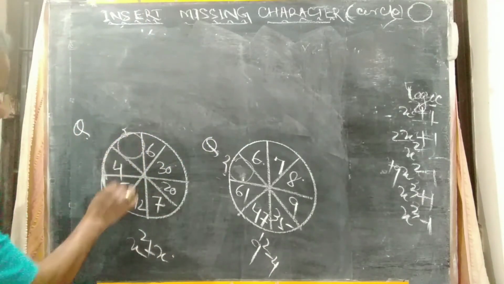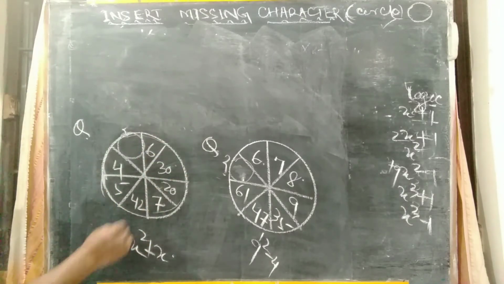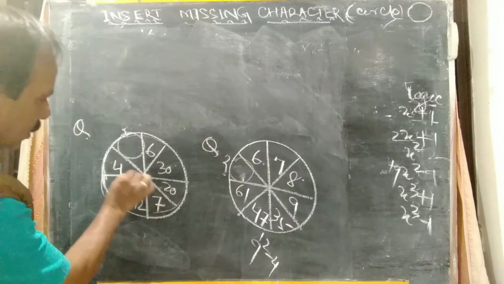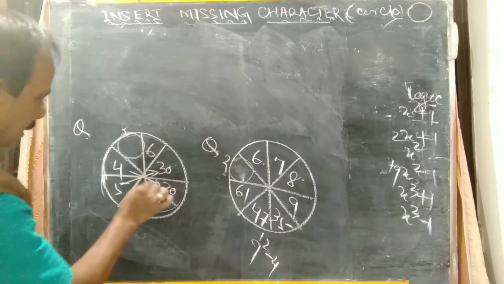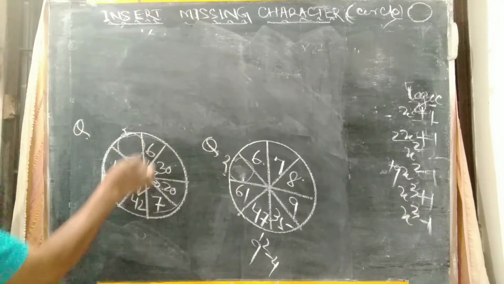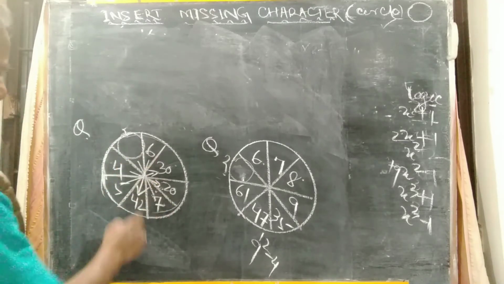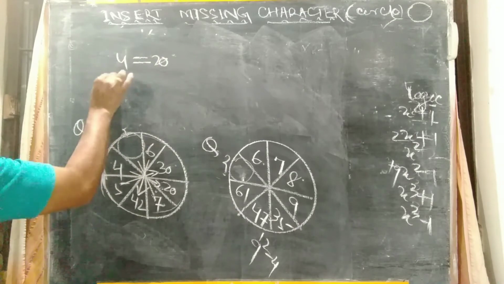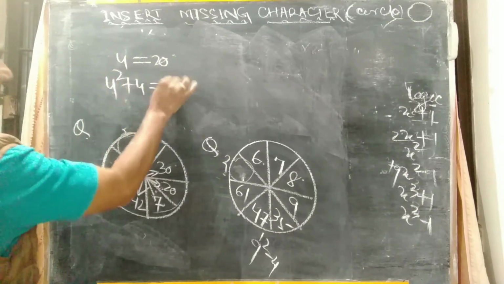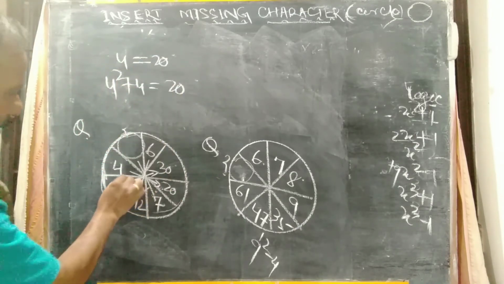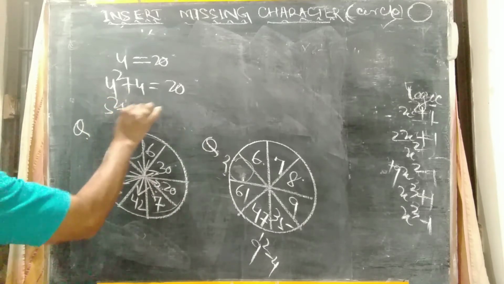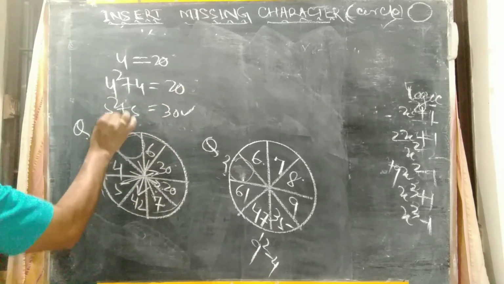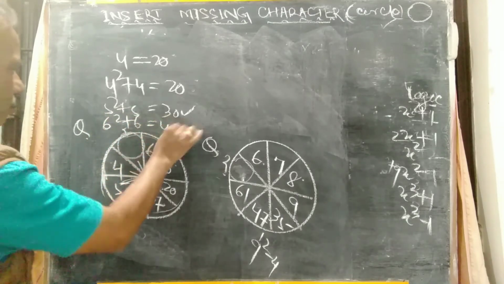Now you see, this is the circle. Look, 4 to 20, 5 to 30, 6 to 42. Arrow wise, this to this. Find the logic. How will 4 to 20 happen? 4 square plus 4 is 20. So apply again: 5 to 30, 5 square plus 5 is 30, satisfied. One more you take, 6 to 42, 6 square plus 6 is equal to 42.